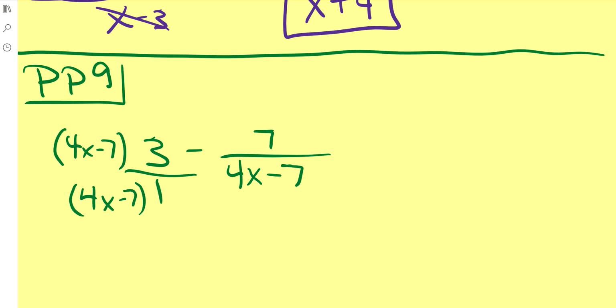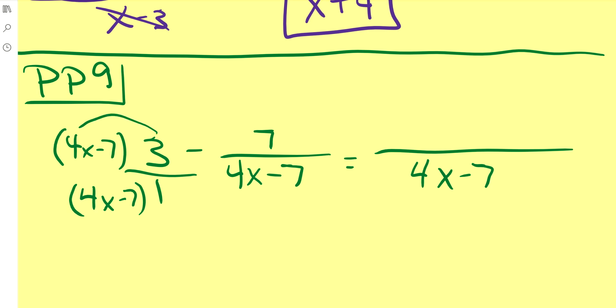All right, when I bring it over, I'm going to have 4x minus 7. And then let's figure out what our numerator is. I'm going to use the distributive property and multiply 3 times 4x, which is 12x. And 3 times negative 7 is negative 21. And then this is just simply minus 7.